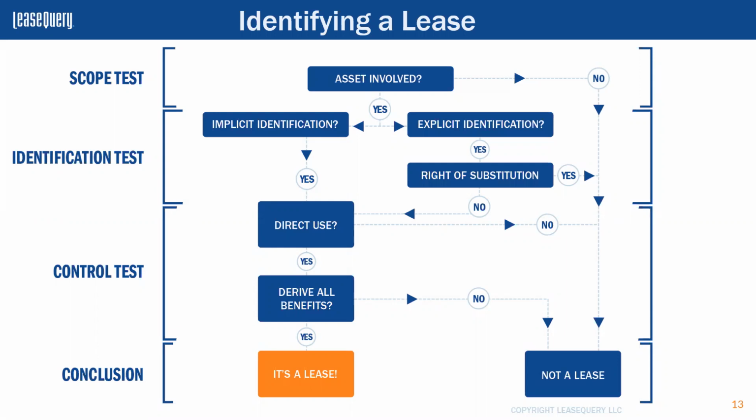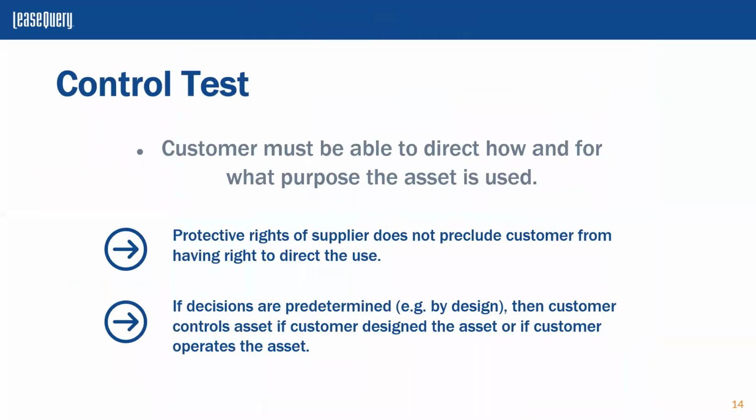When we talk about directing the use, the first thing we're going to talk about is control. When we talk about the control test, we want to make sure that the customer, as it says here, is able to direct how and for what purpose the asset is used. Directing how, that's directing the use, right? And for what purpose is really leading towards obtaining those benefits, right? While you will have the ability to direct how something is used, and for what, there are a couple of things here that won't exclude you from saying, I don't have control.